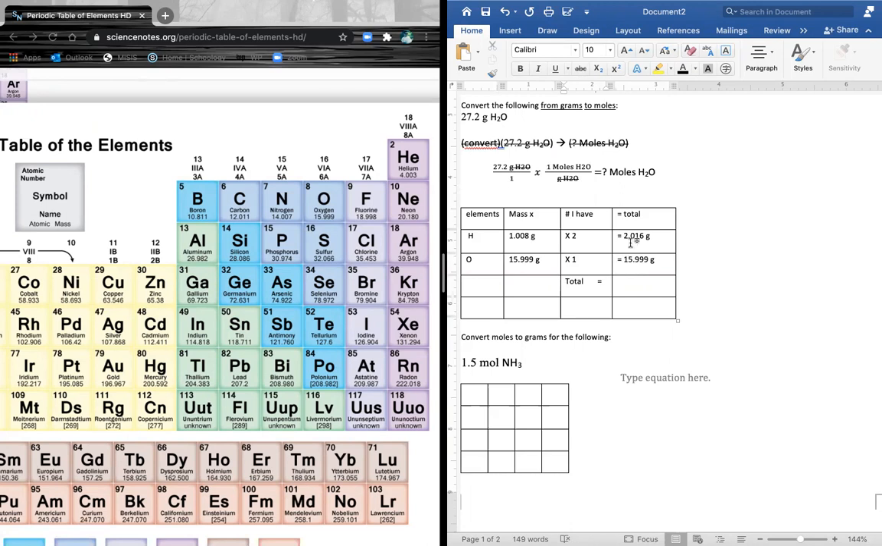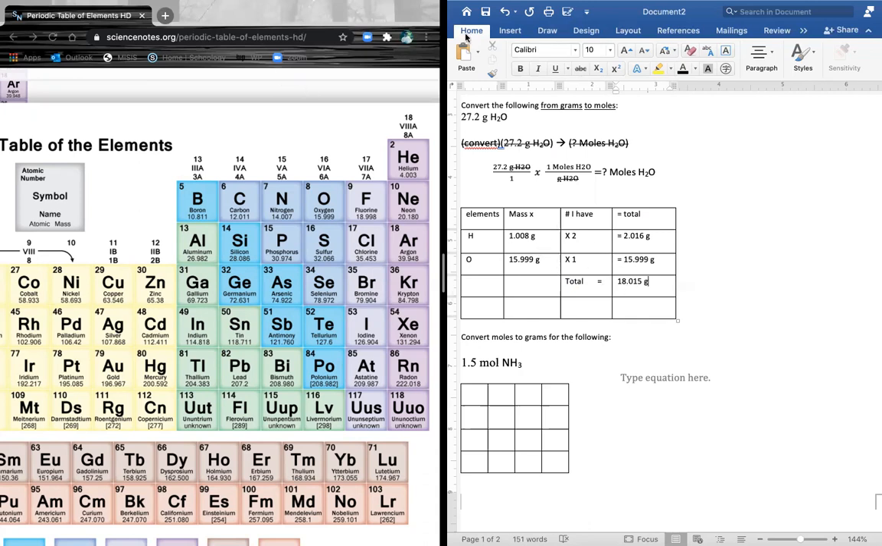So 2.016 plus 15.999. And so the total mass of 1 mole of this chemical substance is 18.015 grams. So remember, what the heck did I find this for?